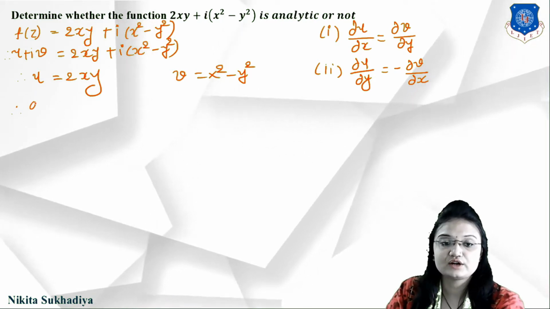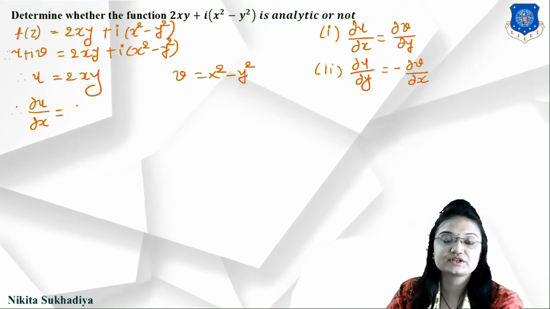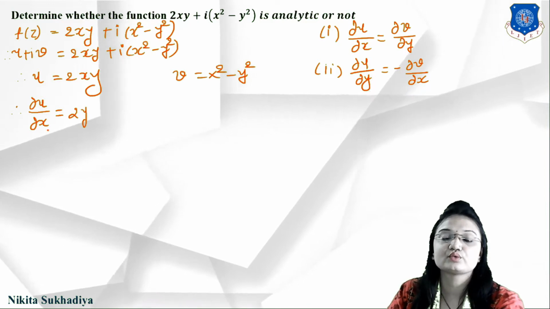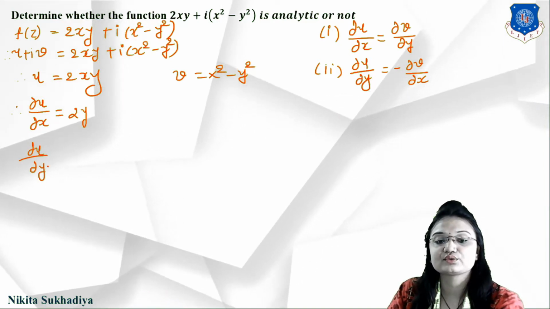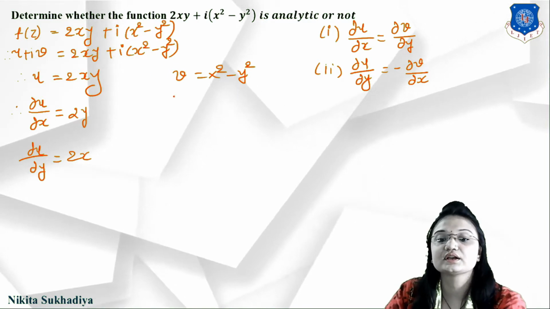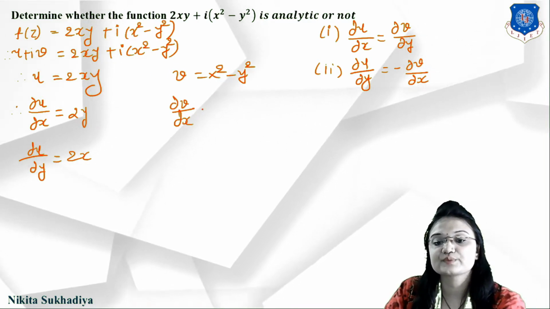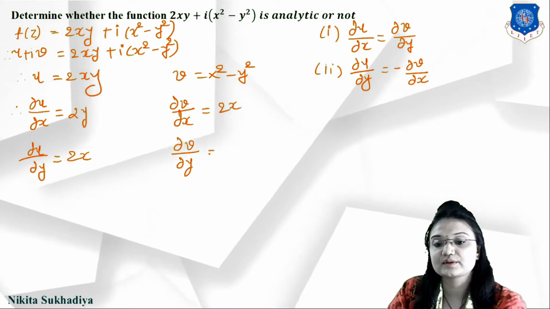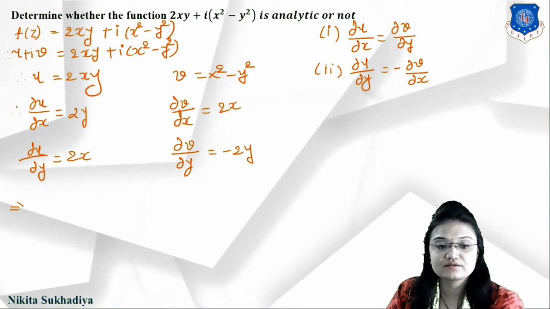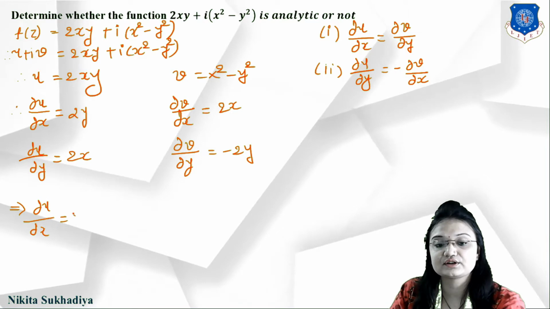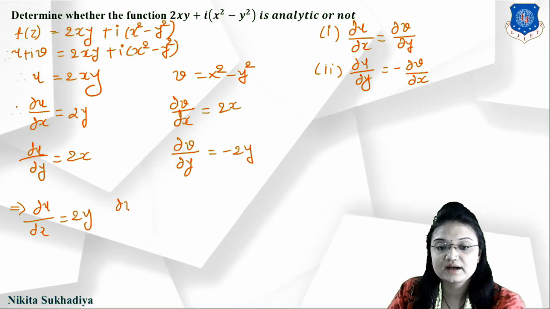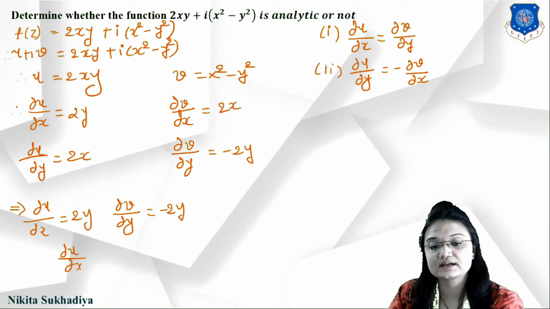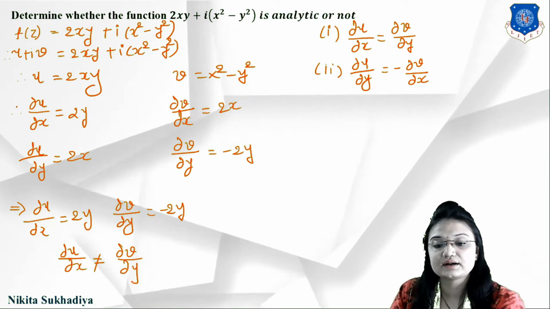Okay, so for u, the partial derivative with respect to x will become 2y, and the partial derivative with respect to y will become 2x. For v, the partial derivative with respect to x will become 2x, and the partial derivative with respect to y will become minus 2y. So here we have del u by del x is equal to 2y, and del v by del y is equal to minus 2y. You can clearly see that del u by del x is not equal to del v by del y.